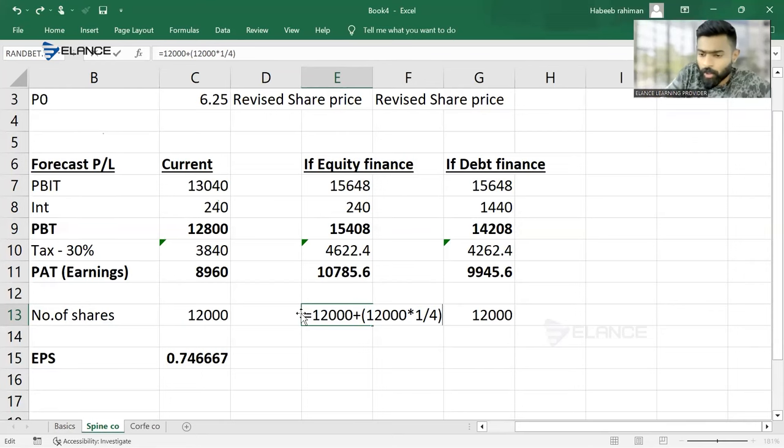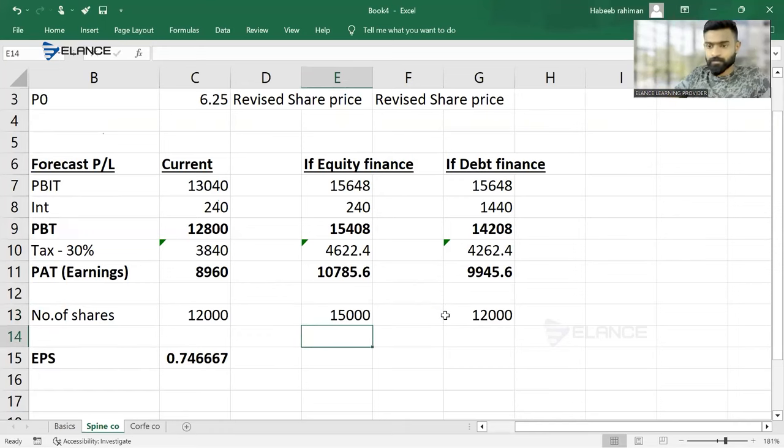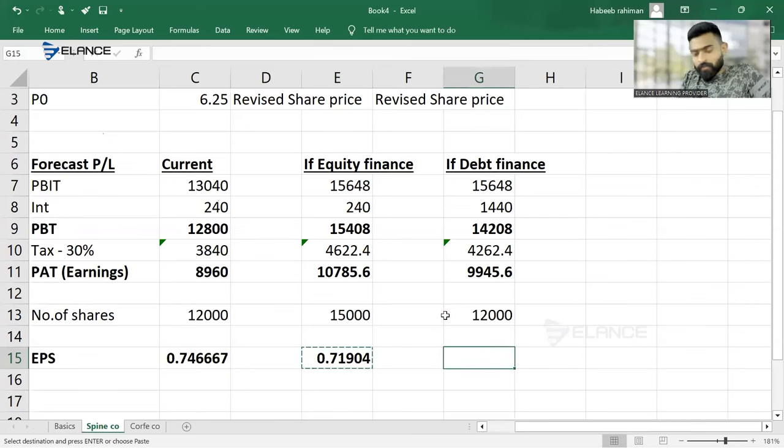Please do confirm. Are you able to follow this? The number of shares will be 12,000 plus 12,000 into 1/4. That means 3,000. In total, it is 15,000. Is it okay for you? The number of shares will be this much. Yeah. So easily we can calculate the EPS now. EPS is equal to earnings divided by number of shares. We are going to complete this question. We got the EPS now.